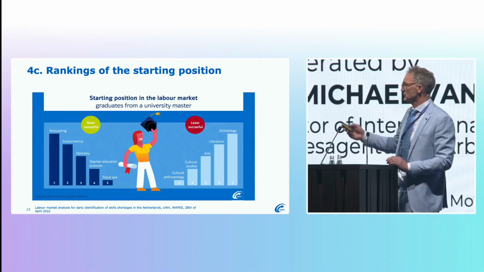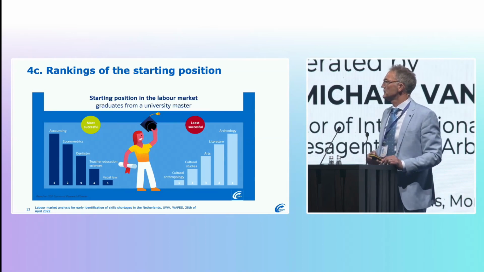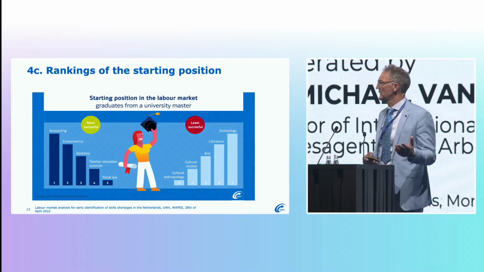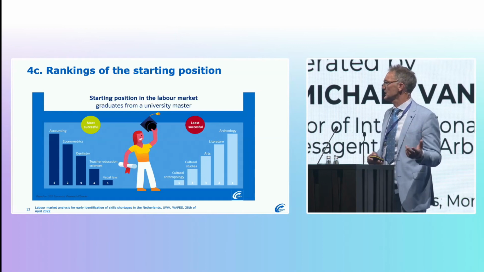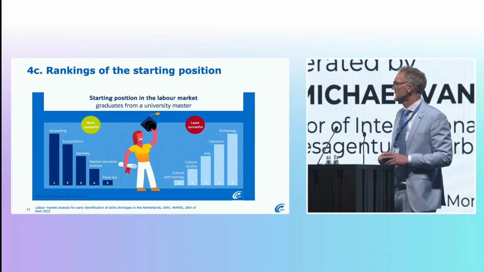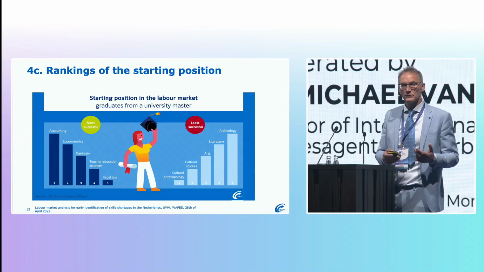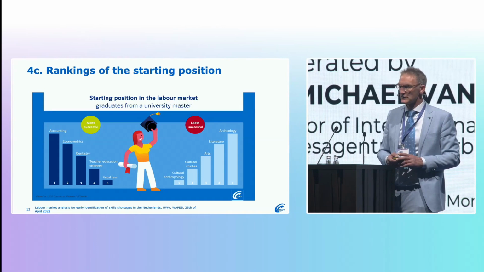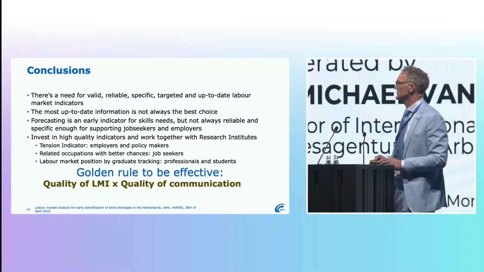For example, we have rankings. We made rankings. This is for the graduates from a university master. On the left side, the most successful types of study: accounting, econometrics, dentistry. On the right side, archaeology, literature and arts. So we rank this. This is for communication reasons, and when they want to know more, they can read the report and use the tools. But these rankings are made for communication reasons.